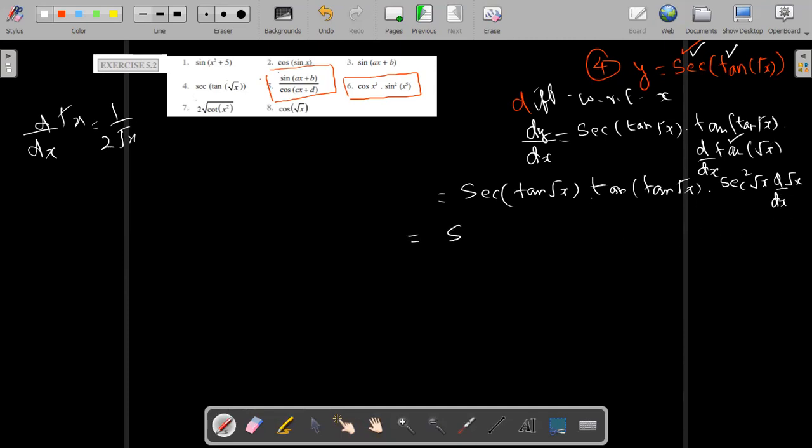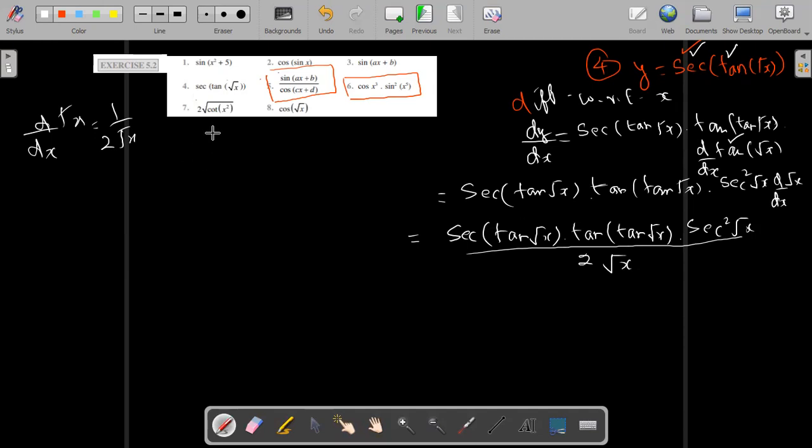So we get finally sec of tan under root x, into sec square under root x, and the differential of root x is 1 by 2 root x. So 2 root x will come. Okay.